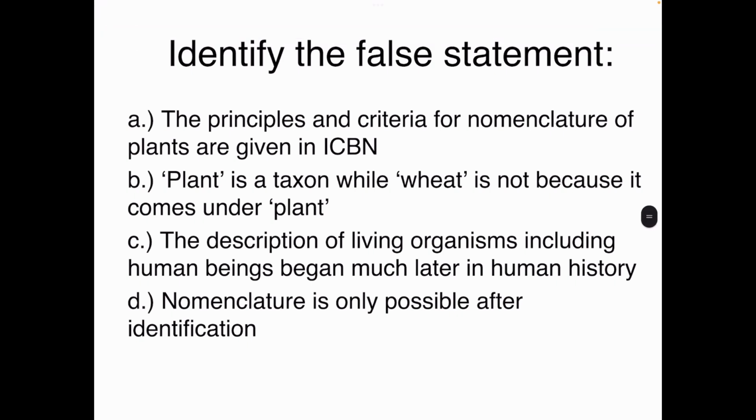Identify the false statement. Option A, the principles and criteria for nomenclature of plants are given in ICBN. Option B, plant is a taxon while wheat is not because it comes under plant. Option C, the description of living organisms including human beings began much later in human history. Option D, nomenclature is only possible after identification.